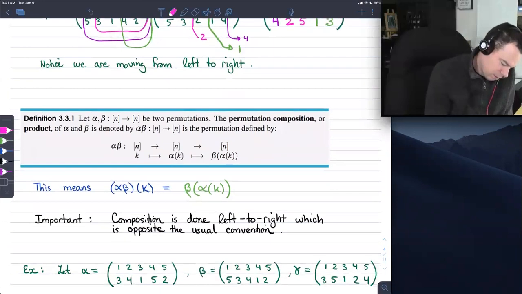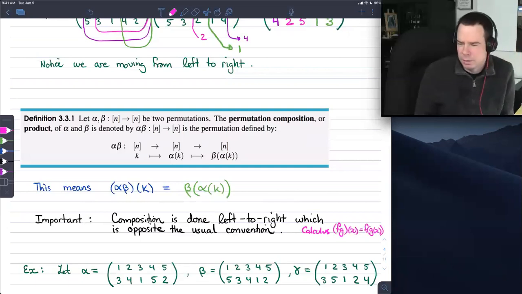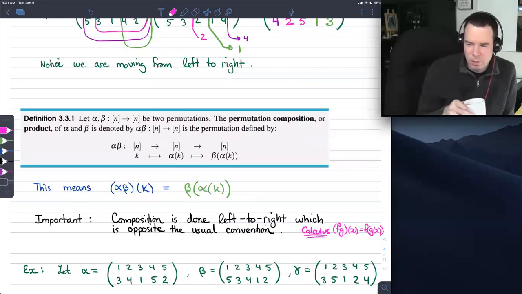In calculus, if we wrote fg of x, you would have done g of x first, and then you would have followed it by f of x. But that's not what we're doing in this course. So calculus would have done this composition in this way. The way we're doing our composition is from left to right, alpha first and then beta.